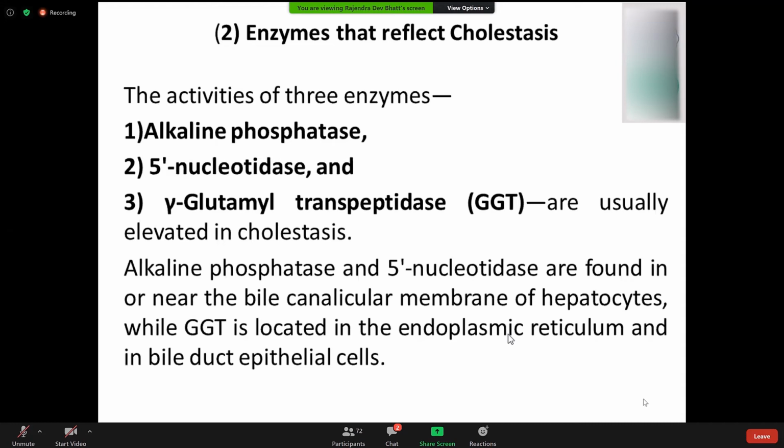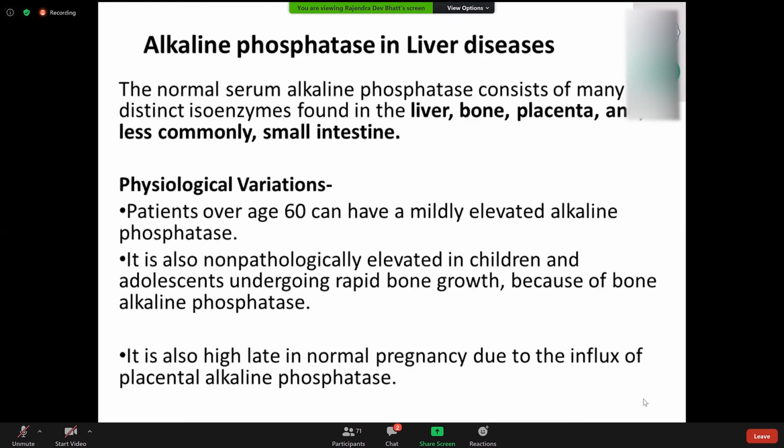Alkaline phosphatase and 5-nucleotidase are found near the bile canalicular membrane of the hepatocyte, while gamma GT is located in the endoplasmic reticulum of the bile duct epithelial cells. See, I told you these are not hepatocytes; they are adjacent to the hepatocytes. That's why if there is any obstruction, it causes necrosis of the nearby cells, and they release these enzymes into the blood, and they increase very high. Alkaline phosphatase in liver disease.